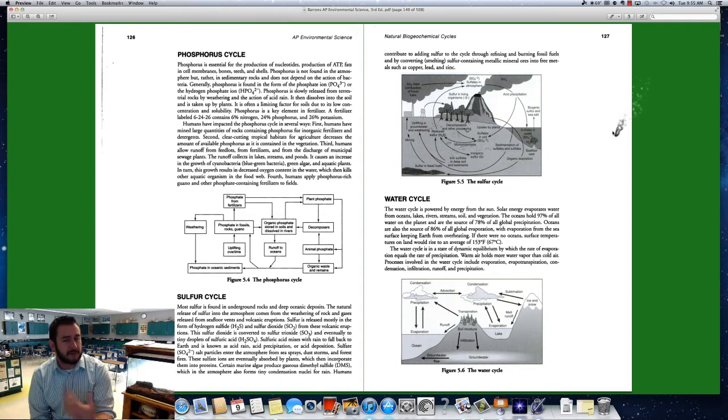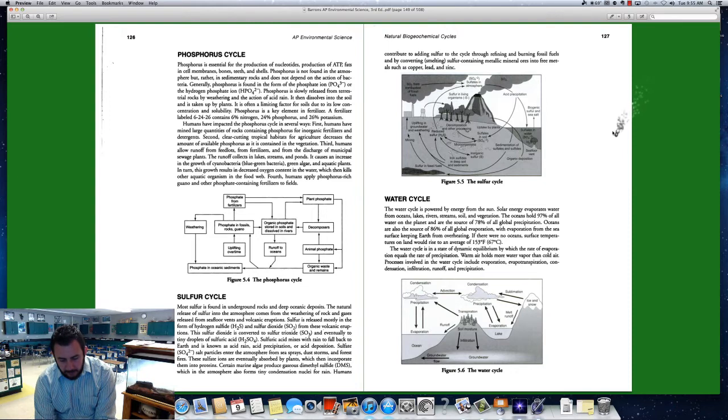Humans have impacted the phosphorus cycle in a couple of different ways. The biggest one is that they mine large quantities of rocks that contain phosphorus for inorganic fertilizers and detergents, kind of pulling them out of the rock and already putting them into the water system. Second, clear-cutting tropical habitats for agriculture decreases the amount of available phosphorus, as it is contained in vegetation. And third, humans allow runoff from feedlots and fertilizers and discharge into the rivers, lakes, and streams, causing huge growth, or algal blooms, which is a bad thing. So those are the major components of the phosphorus cycle.